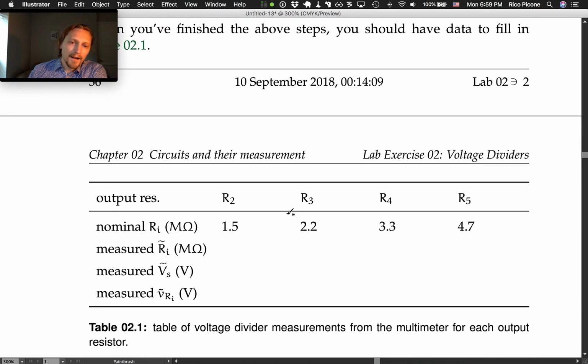The values then will be able to populate this table. That's going to be part of the report, is presenting this data. You should be able to predict all of these values that come out.